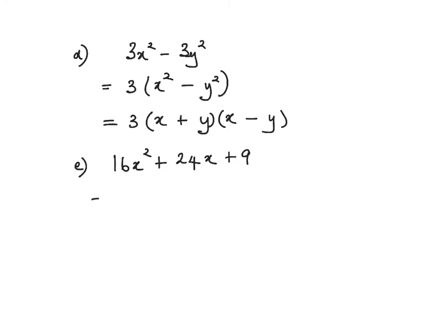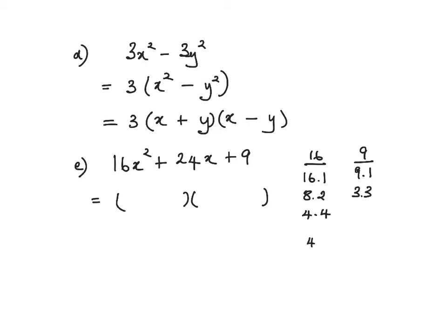Final question, it's a trinomial. What we want to do is to find the factors of 16 and the factors of 9. 16 is 16 and 1, 8 and 2, 4 and 4. 9 is 9 and 1, and 3 and 3. We want to be able to get the 24. Well, I know what's going to happen.